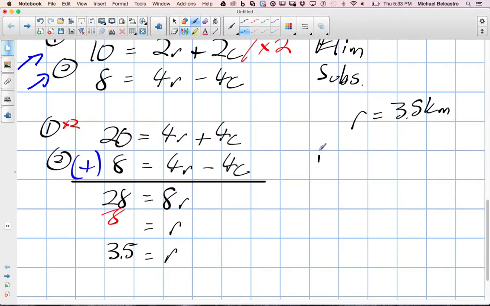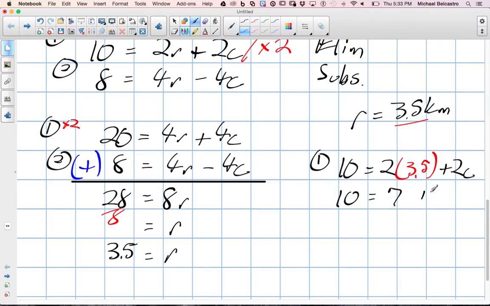Equation 1. Okay, so equation 1, 10 equals 2 times what? 3.5, because that's the rowing speed, plus 2c. 2 times 3.5 is going to be 7. So 10 equals 7 plus 2c. We bring the 7 over. 10 subtract 7 becomes 3. Are you okay with that, or is that too fast? That's okay. 2c equals 3, and then how do we isolate c? Divide by 2. C becomes what? 1.5. Right? So the current speed is 1.5 kilometers an hour.